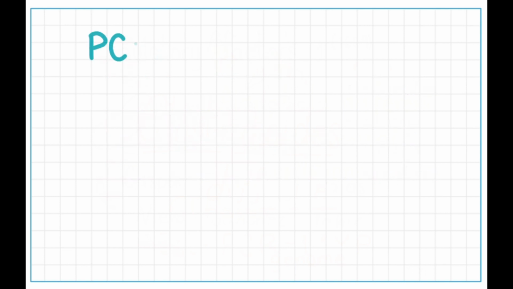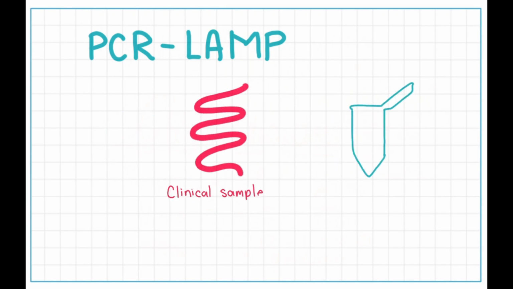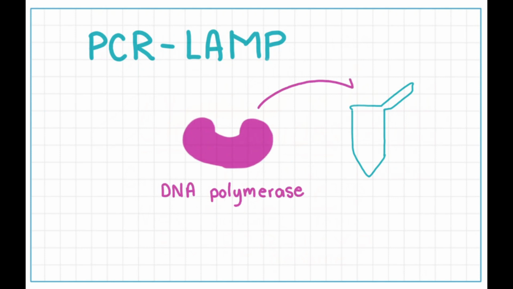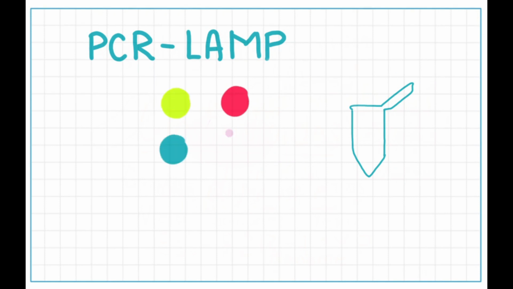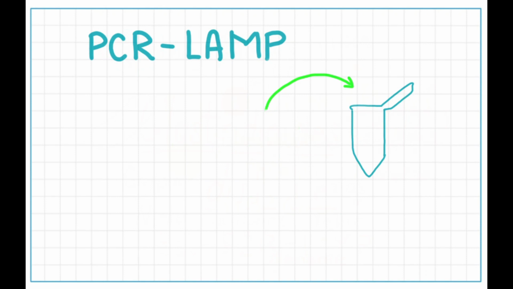The PCR-LAMP test typically utilizes a reaction mixture of various components, like a DNA template extracted from clinical samples, primers targeting specific regions of interest within the DNA template, a DNA polymerase enzyme with strand displacement activity like Bst DNA polymerase, deoxynucleotide triphosphates, dNTPs, for DNA synthesis, a buffer solution to maintain optimal reaction conditions like pH and salt concentration, and fluorescent dyes like SYBR Green for real-time monitoring of amplification.